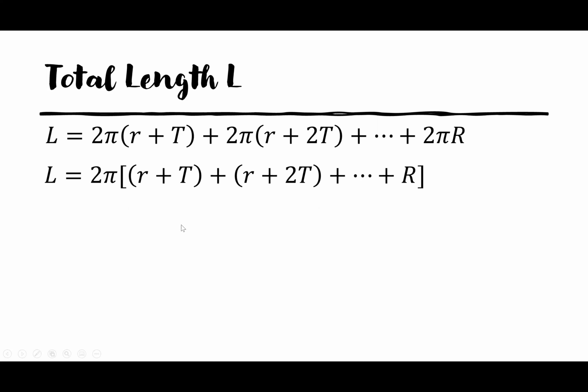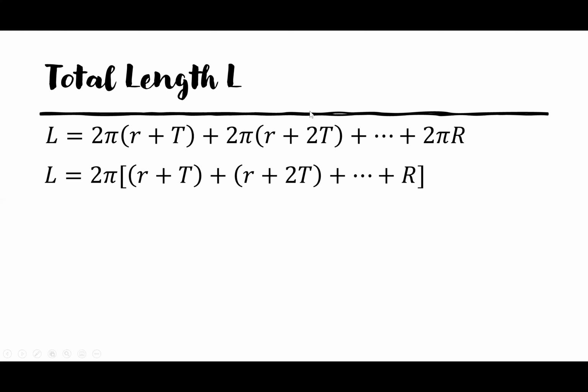Take 2 pi out. And once we take 2 pi out, everything inside follows a perfect arithmetic sequence: r plus t, r plus 2t, r plus 3t, until our last term. Between term and term, you add a new t, so you add a common difference t each time. This follows a perfect arithmetic sequence.